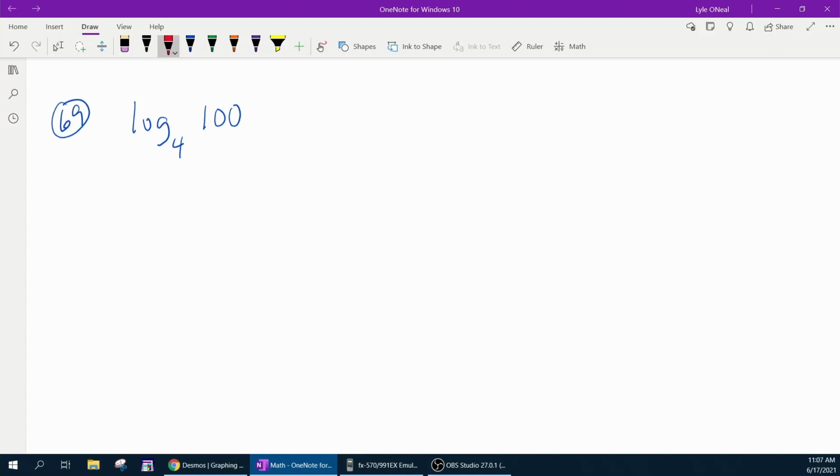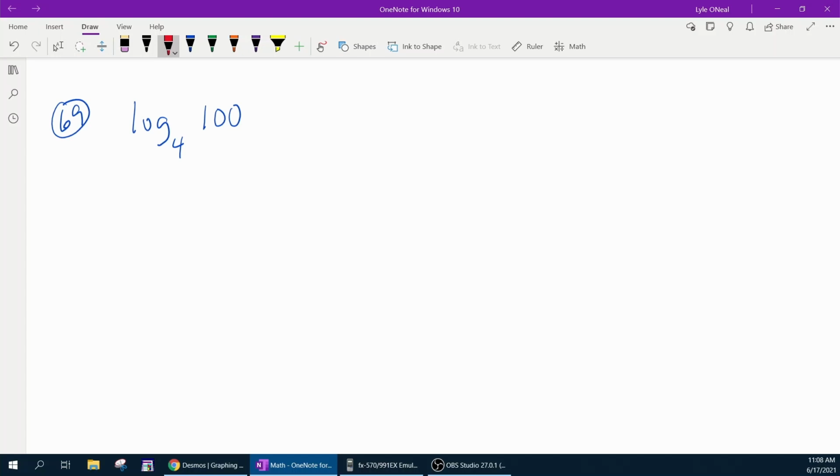All right, next example, number 69, it says find the logarithm using common logarithms and the change of base formula. Now, what they mean by common logarithms, it means log base 10. So notice this log is log base 4. On most scientific and graphing calculators, you don't have the ability to input the base of 4. You're only going to have the log button for log base 10 or the ln button for log base e.